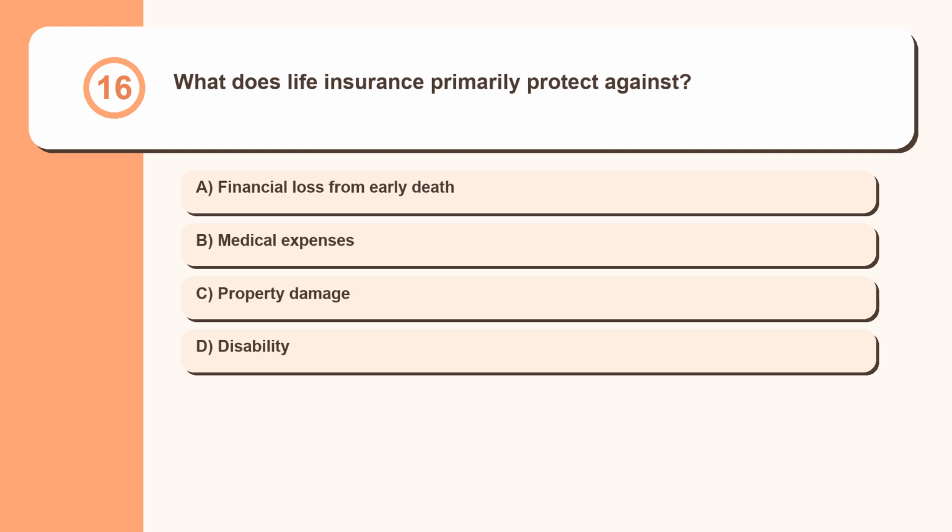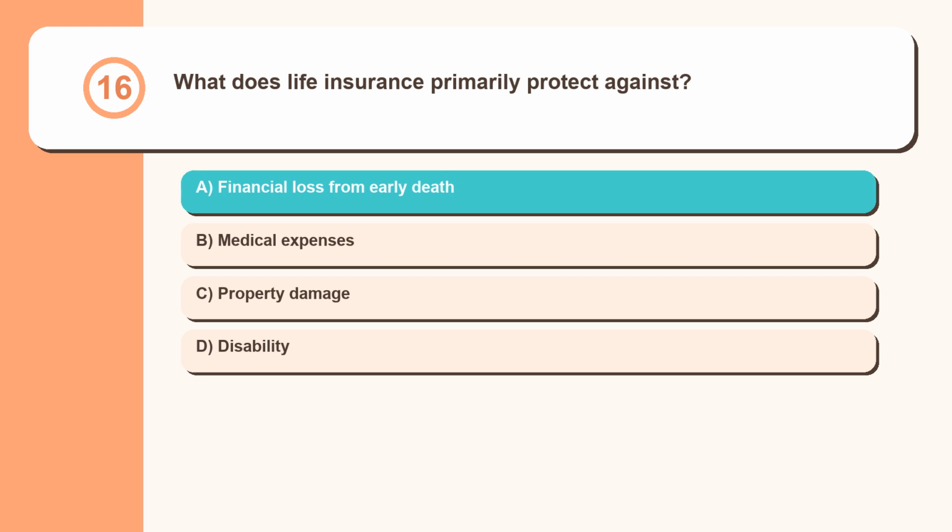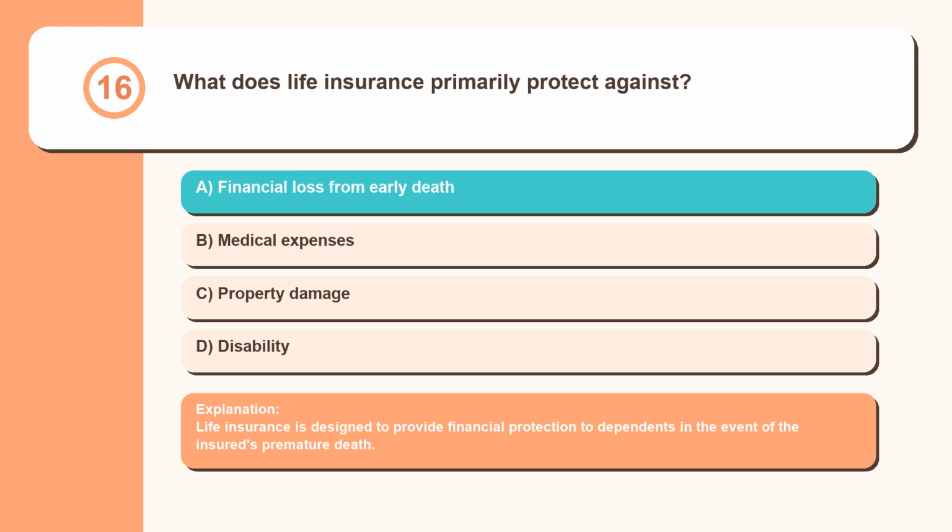Question 16. What does life insurance primarily protect against? Financial loss from early death, medical expenses, property damage, disability. Life insurance is designed to provide financial protection to dependents in the event of the insured's premature death.